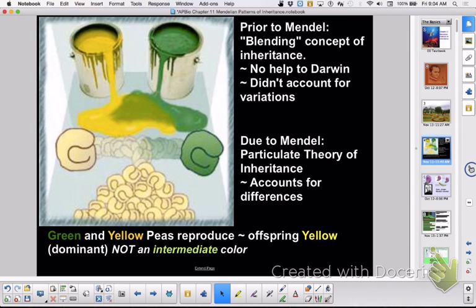Because if all we did was blend, blend, blend, we'd just have a great big amalgam, right? No differences. All right, so Mendel's particulate theory of inheritance: traits are inherited as particles. Offspring receive a particle from each parent. Now we would call these particles genes.